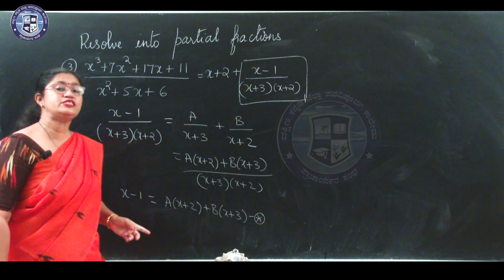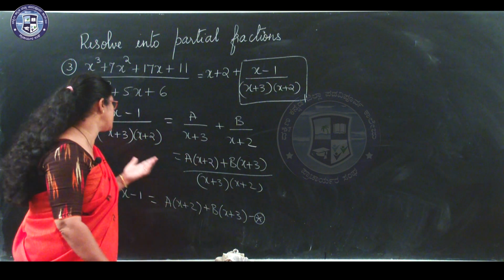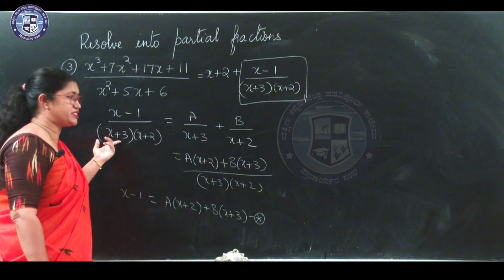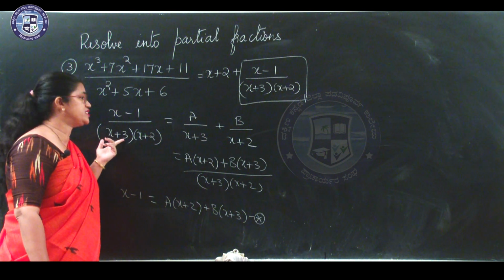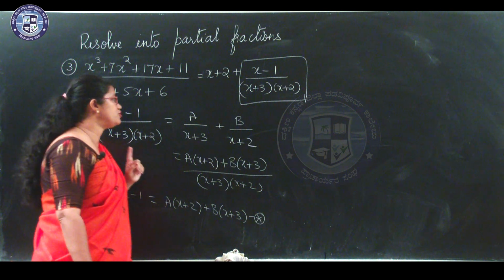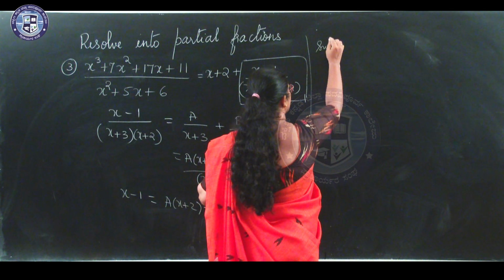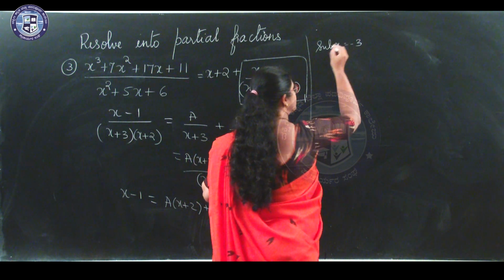Now I need to get the values of a and b, so I need to substitute. So what are the values for substitution? From here, x plus 3 to make it 0, x is minus 3, and here x is minus 2. So substitute these two values. I will now substitute x is equal to minus 3.